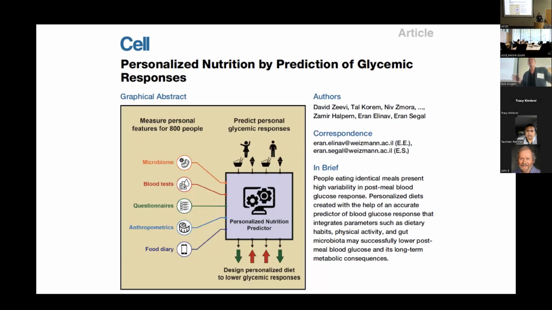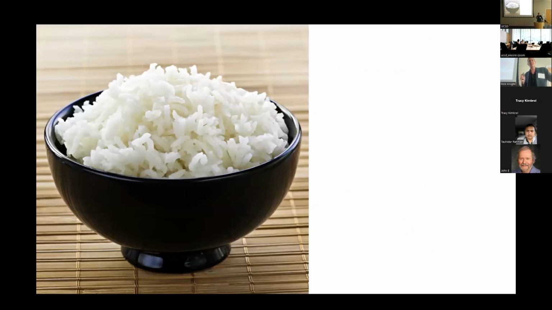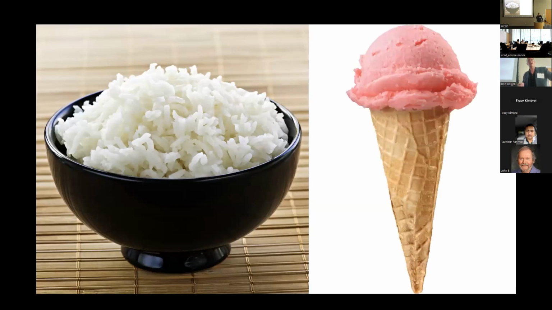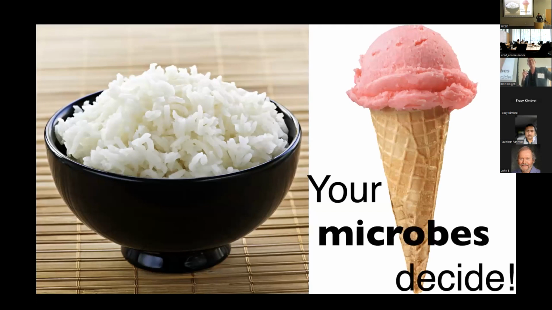Then they showed that they could build a diet based on your individual responses to food and based on your microbiome that would either send your blood glucose spiking or keep it under control. And one of the big conclusions of this study was that the same food had totally different impacts on different people. So for most people, it's more healthy to eat rice, but for a significant subset, it's actually healthier for them to eat ice cream, at least in terms of their blood glucose. So this leads to that question: how do I tell if I'm in the rice category or in the ice cream category, which is that your microbes decide that.